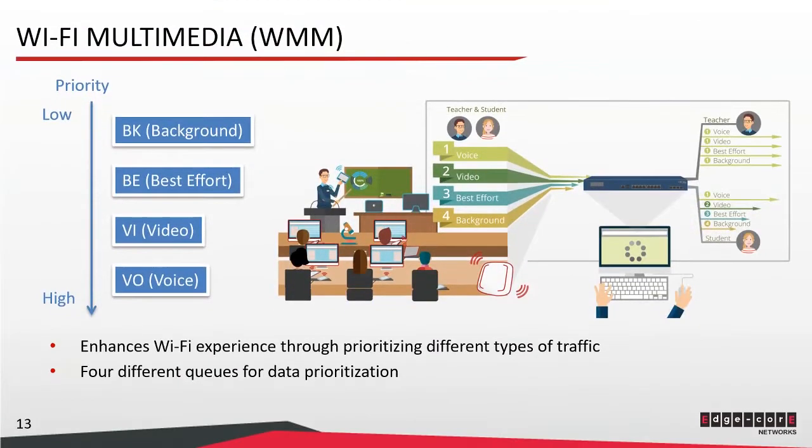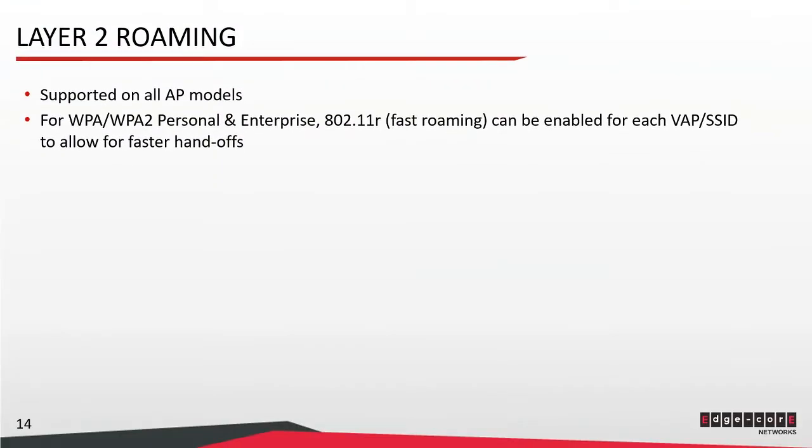Then we have Wi-Fi Multimedia, or WMM. Our WMM provides basic QoS functionality based on 802.11e. Through prioritizing different types of traffic, Wi-Fi experience can be enhanced. We also support Layer 2 roaming, or roaming between APs, on all the AP models. Just make sure that the SSID for all the APs are configured in the same way, including mapping to the same service zone and having the same security type.